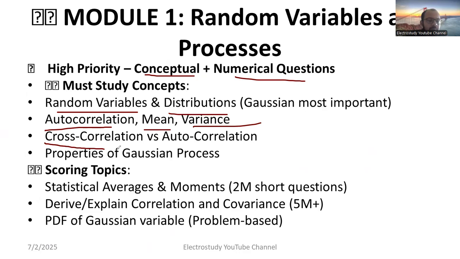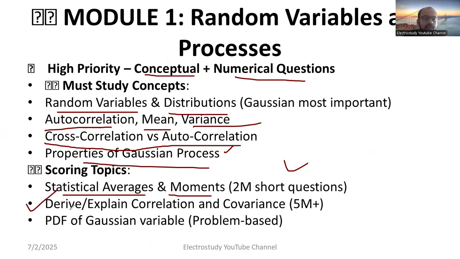Give a brief idea about correlation and autocorrelation. Study the necessary equations and the properties of a Gaussian process. That is very important. The scoring topics I would like to suggest are statistical average and moments, which carry 2 mark short answer questions. You can even expect derivations, like derive correlation and covariance. It may vary from 6 marks to 8 marks.